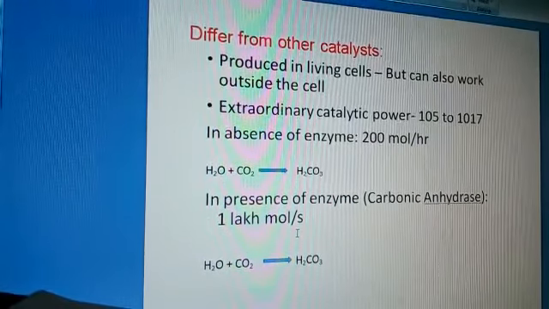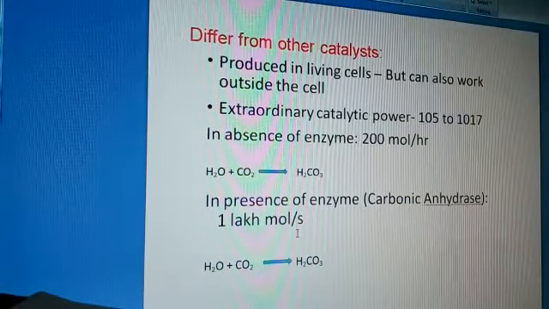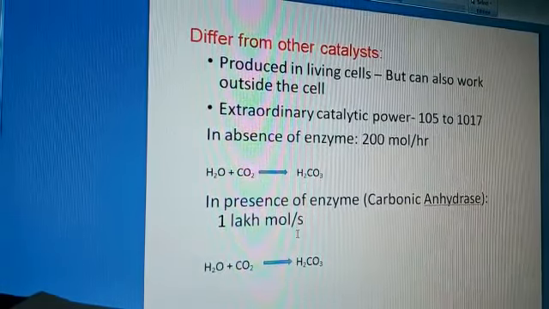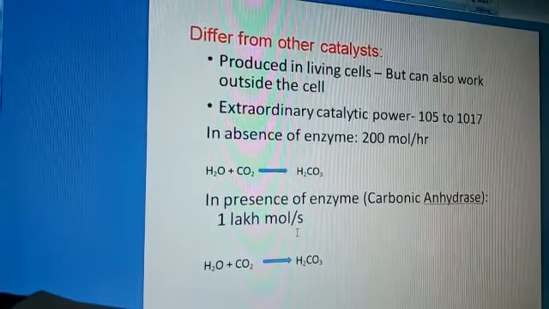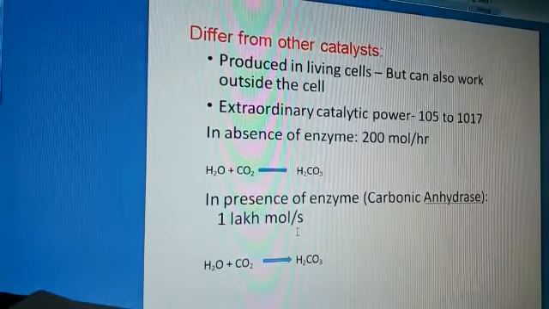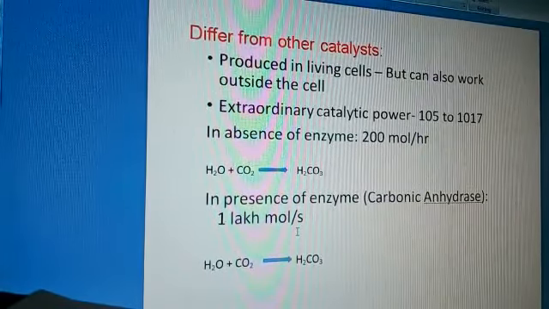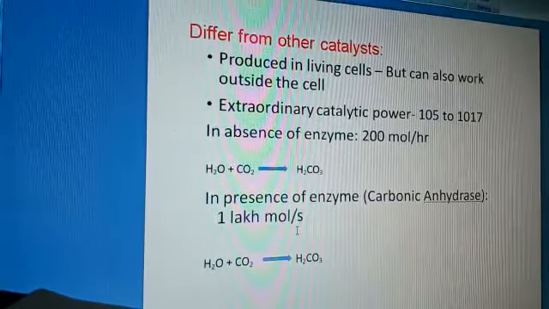These enzymes differ from catalysts. Number one, how do they differ from other catalysts? They are produced in living cells. They do not depend on the life of the cell. That is, an enzyme can work outside the cell in a cell-free system.